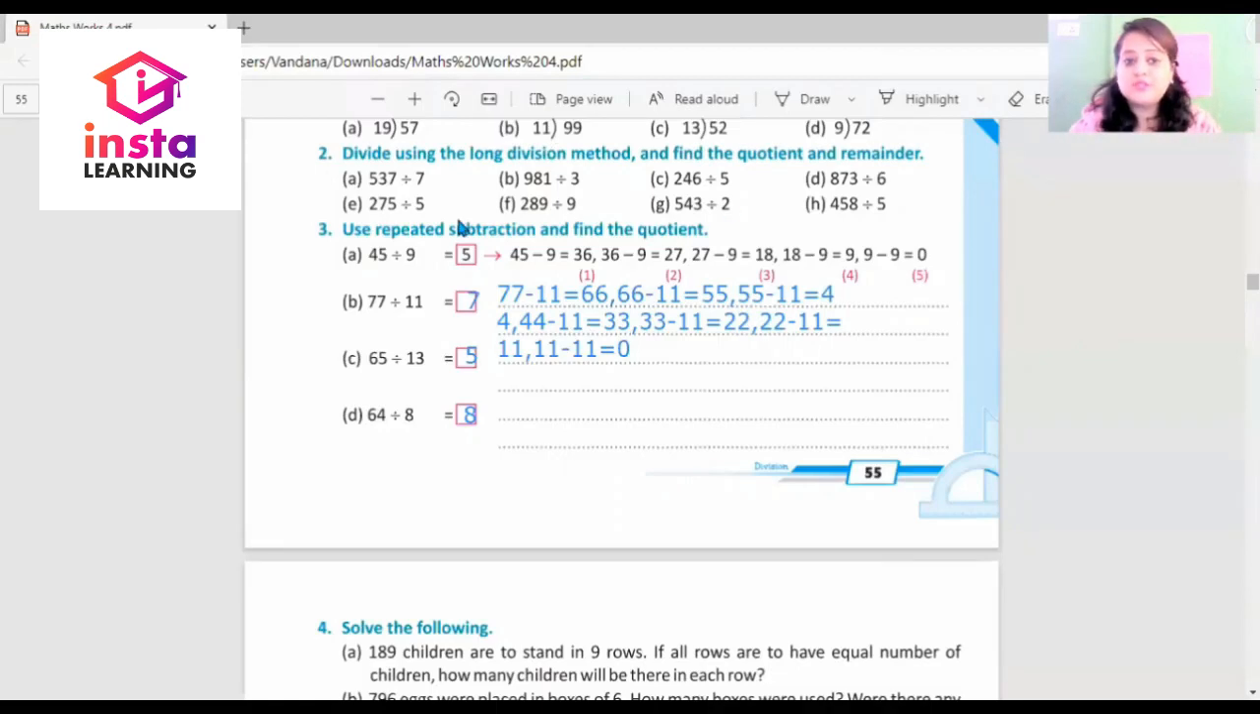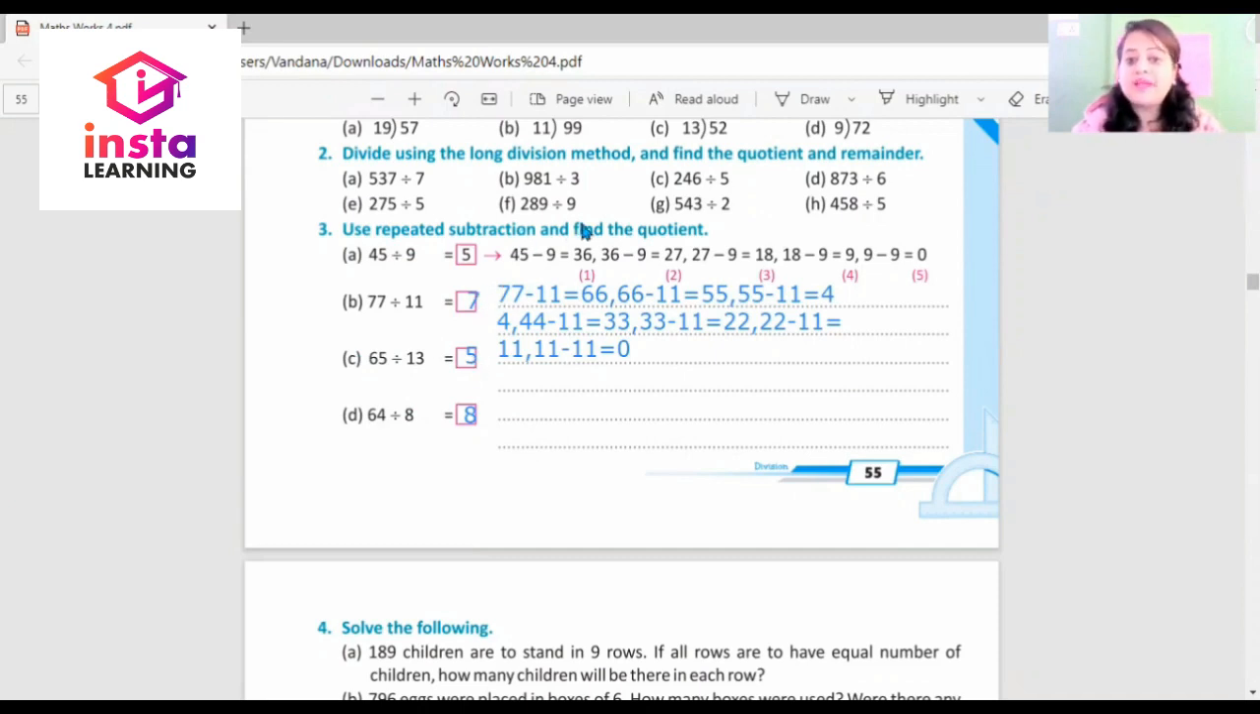Now, students, it's your third question. Use repeated subtraction and find the quotient. So, you have to learn the tables first. You should know the tables of 9, 11, 13, and 8 and write the answer. How many times 45 comes in the table of 9? 5 times. 9 5s are 45, 11 7s are 77, 13 5s are 65, and 8 8s are 64 is your answer.